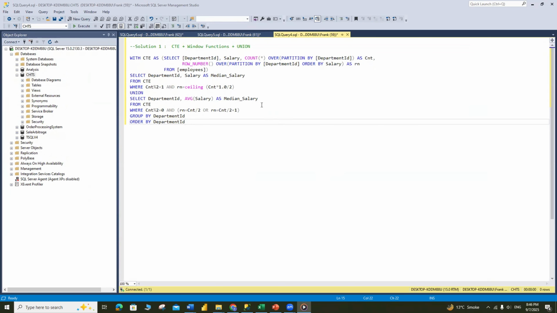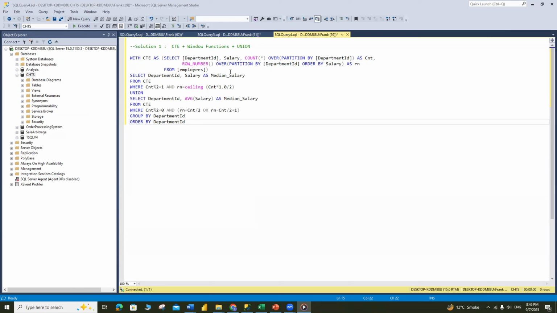Solution 1: CTE plus window functions plus union. In our first solution, we use a CTE with ROW_NUMBER and COUNT window functions. COUNT(*) OVER (PARTITION BY department ID) gives the total employees, CNT, per department. ROW_NUMBER assigns each employee a position sorted by salary.